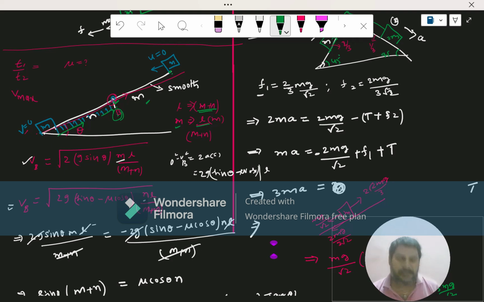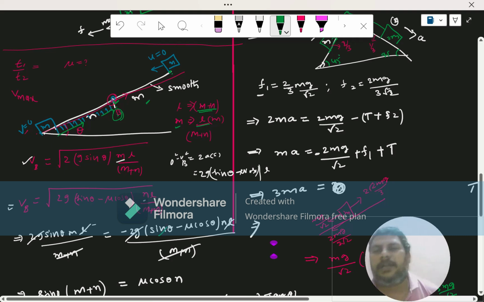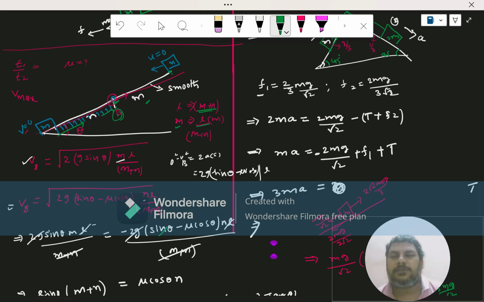Here the final velocity also becomes 0 because of the roughness of this part. Therefore, minus VB square is equal to 2g into sin theta minus mu cos theta into n by m plus n. And these two velocities are equal. Remember that, squaring on both sides and equating these two VBs, minus will become plus. Why have you taken minus here? If you take plus, then m minus n will come, so the answer will be wrong.